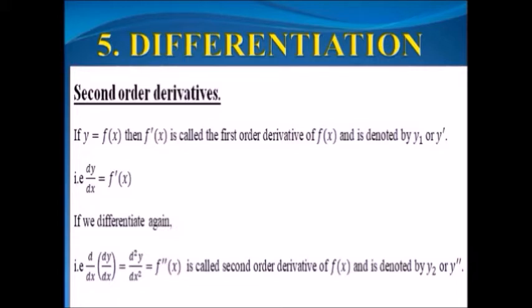Then if you are differentiating again, you will get d by dx of dy by dx is equal to d square y by dx square is equal to f double dash of x, called the second order derivative of f of x, and is denoted by y2 or y double dash. See the notations here. Differentiation of dy by dx is d square y by dx square. F dash of x is f double dash of x, or you can use the notation y2, y double dash.